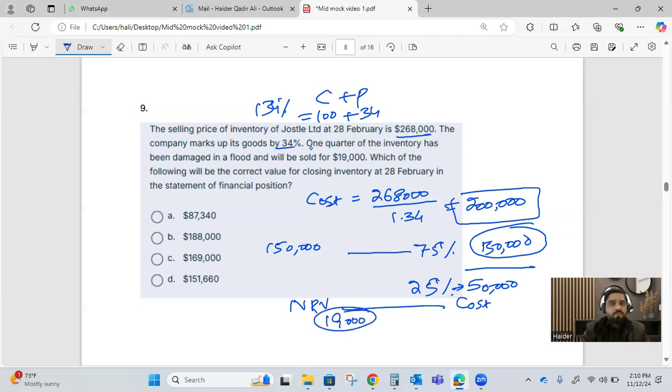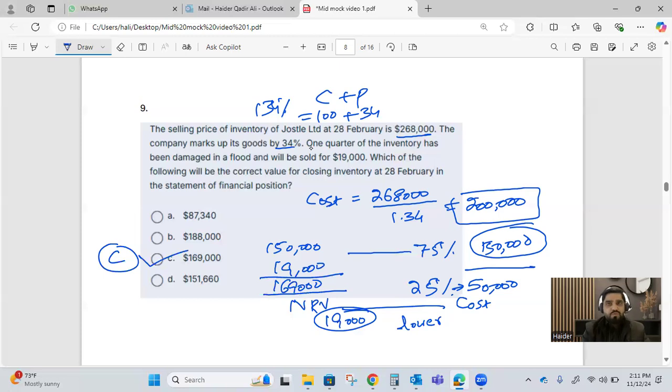According to the prudence principle, we take the lower of cost and NRV, whichever is lower, into consideration. 50,000 is not the lower value, 19,000 is the lower value. If you add 19,000 to the good inventory, and this 19,000 is coming from the rule of prudence, the cost of inventory and NRV, whichever is lower, we include in the calculation of total inventory. So total inventory becomes 169,000. The answer is C. I hope that you understood the trick.